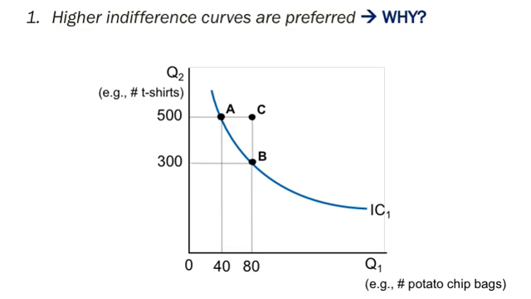Note, however, that because A and B are on the same indifference curve, a person is indifferent between getting bundle A and getting bundle B.